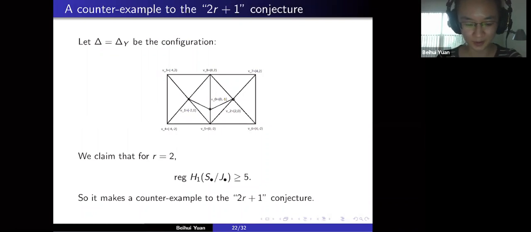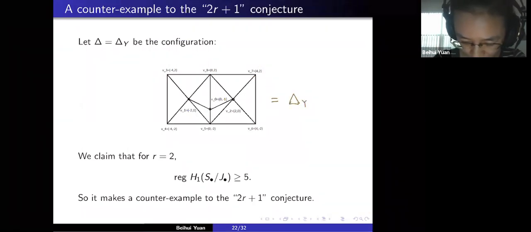And now here comes our counterexample. Our counterexample is a configuration like this, and we also have some coordinates here. We call this delta sub y. And we claim that for r equals 2, the regularity of first homology is greater than or equal to 5. So this makes a counterexample to the 2r+1 conjecture.